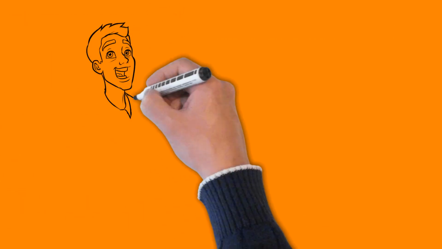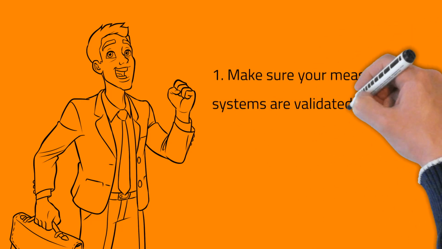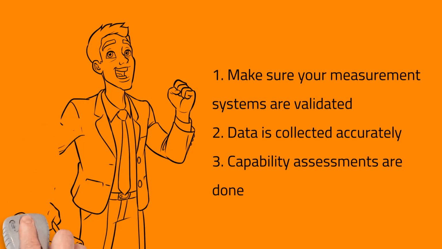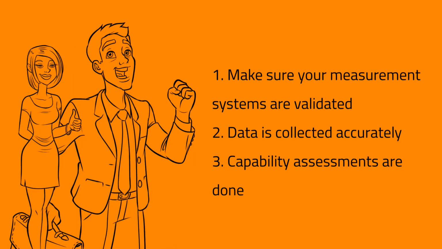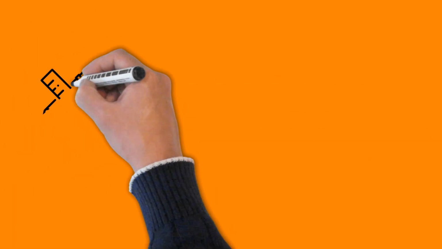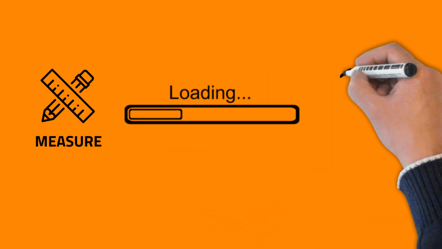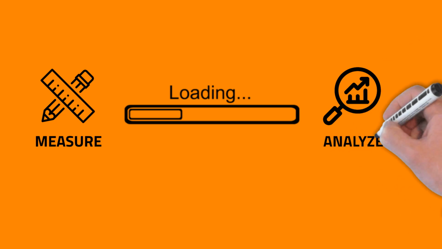Before transitioning to the analyze phase, make sure your measurement systems are validated, data is collected accurately, and capability assessments are done. This checklist ensures you've covered all bases for a smooth and effective analysis. Accurate measurement is the foundation of Six Sigma success. By mastering the measure phase, you set up your team for insightful analysis and impactful improvements. In our next video, we'll explore the analyze phase, where we'll dig deeper into the data to uncover the root causes of process inefficiencies.